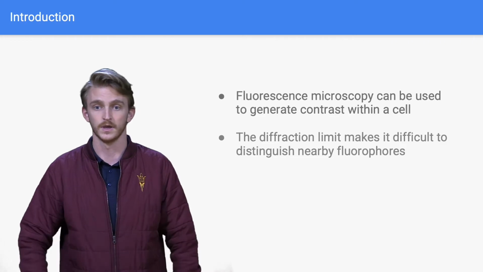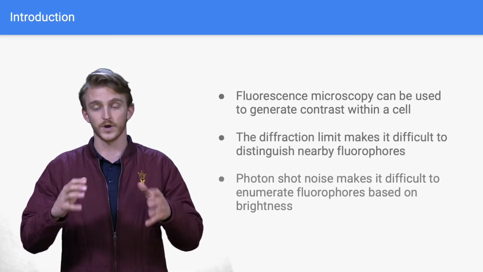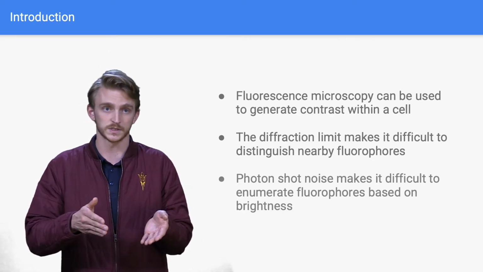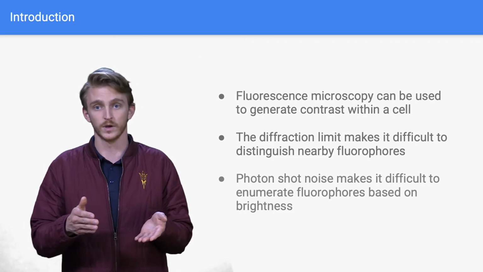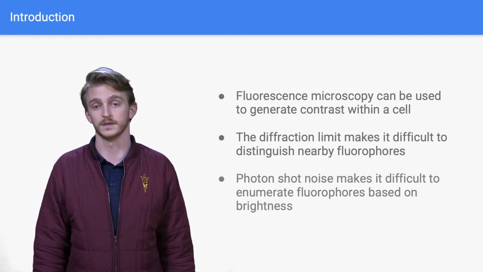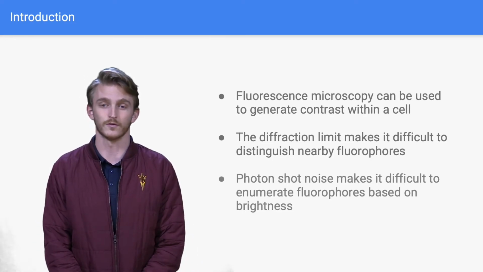Additionally, when you see a spot, the brightness of the spot correlates to the number of fluorophores within the spot. However, noise artifacts such as photon shot noise and detector noise make it difficult to distinguish the number of fluorophores within a spot based off of brightness alone.